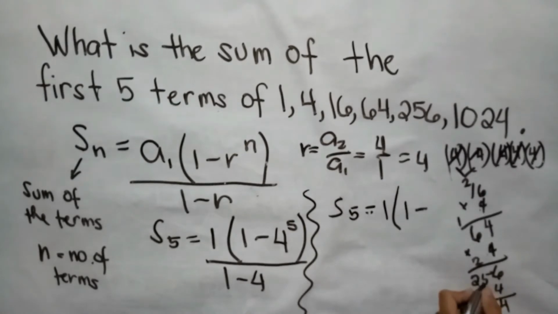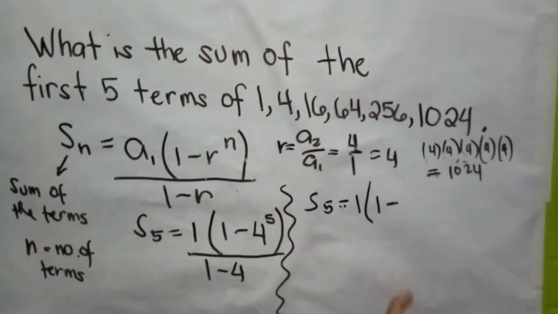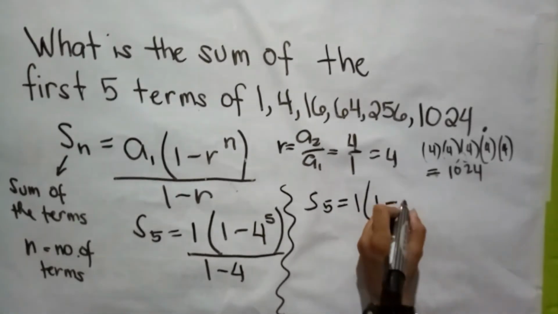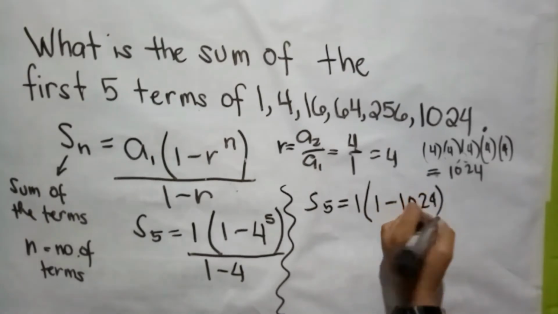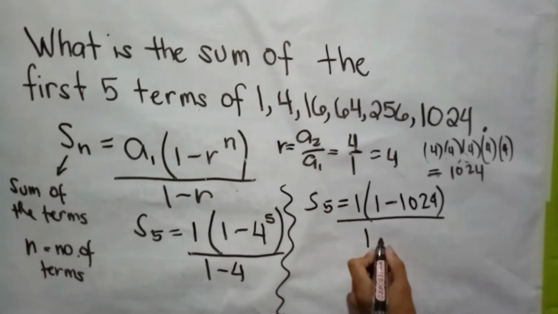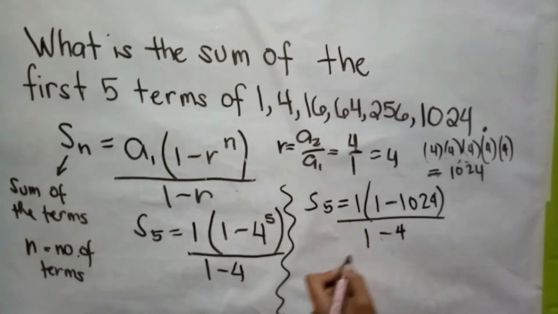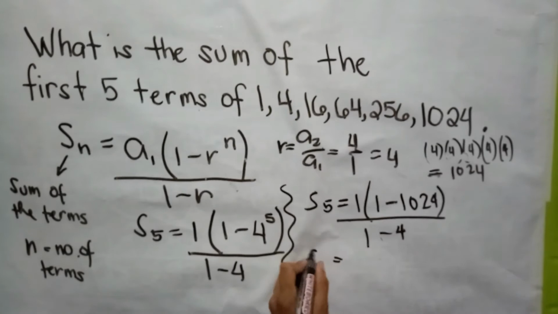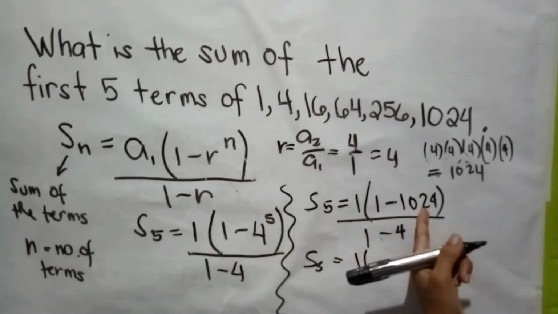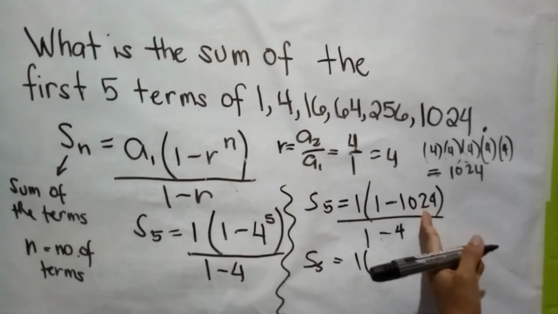4 times 5, 20 plus 2, 22. Then 4 times 2 is 8 plus 2, 1024. Okay. 1 minus 1024 divided by 1 minus 4. So we have S sub 5 is equal to 1 times 1 minus 1024.